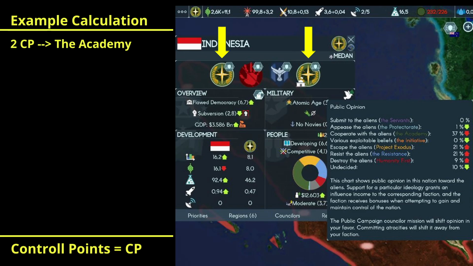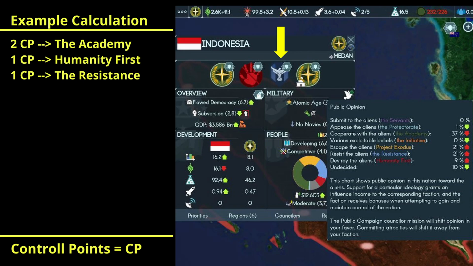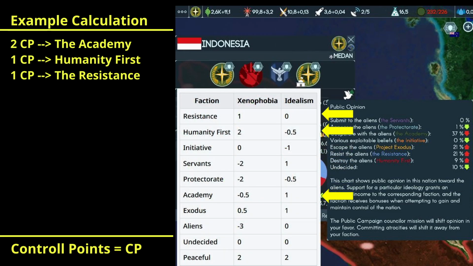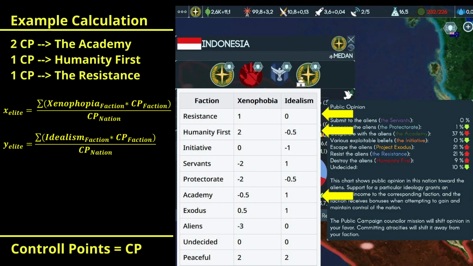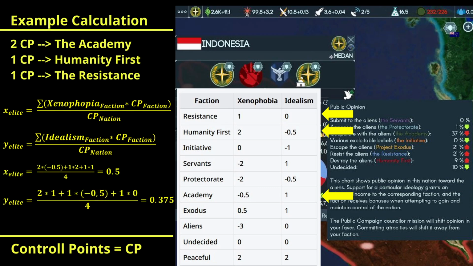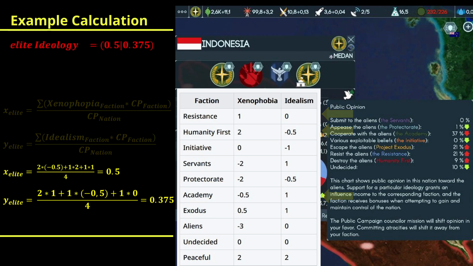2 control points in Indonesia are owned by the Academy, one by the Humanity First faction and one by the Resistance. Now we must look up the ideologies, and multiply their xenophobia and idealism values with the control points they own. Sum up the respective values and divide the sum by the nation's control points, which gives the average, or in other words, the elite ideology.